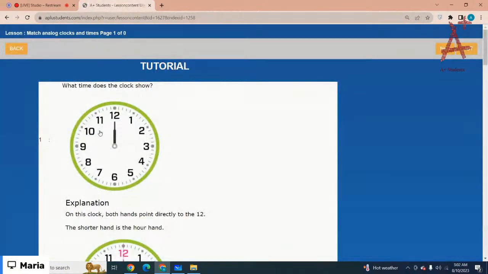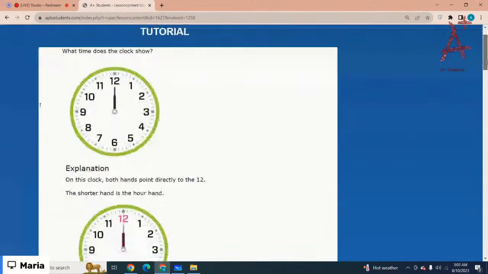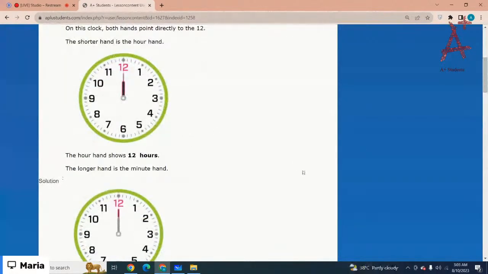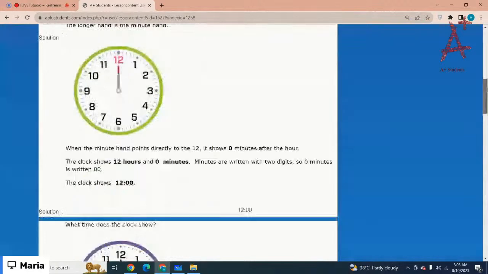What time does the clock show? Basically you are given a clock, and you have to see what time the clock shows. You can see both the hands are pointing. The shorter hand is the hour hand and the greater one is the minute hand. They both are pointing to 12. That means the hour is 12 and 00. When the minute hand points directly to the 12, it shows 0 minutes after the hour. So the clock shows 12 hours and 0 minutes. You can just say the clock shows 12.